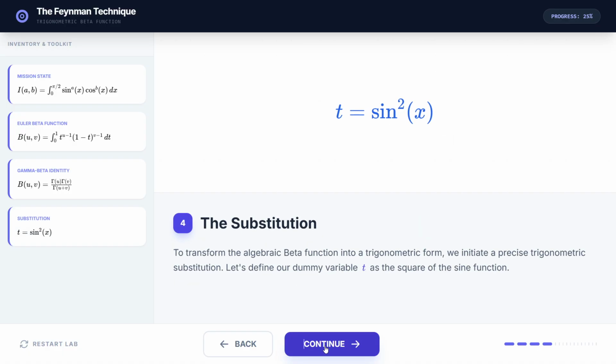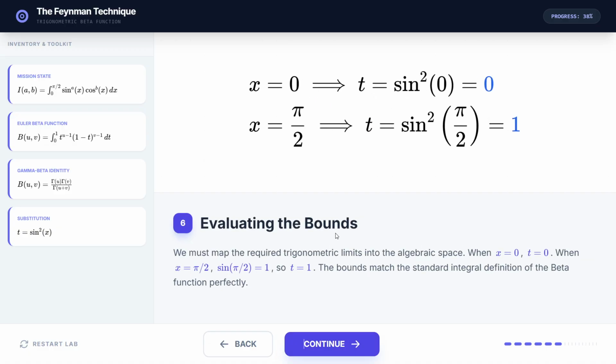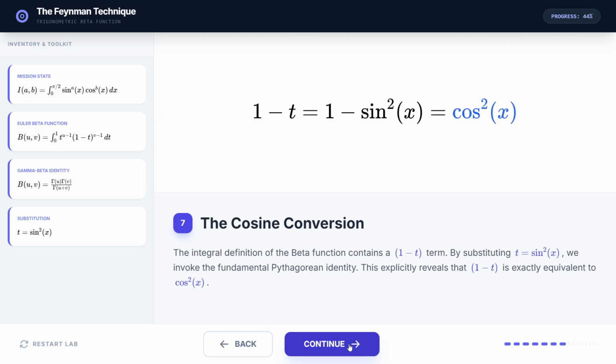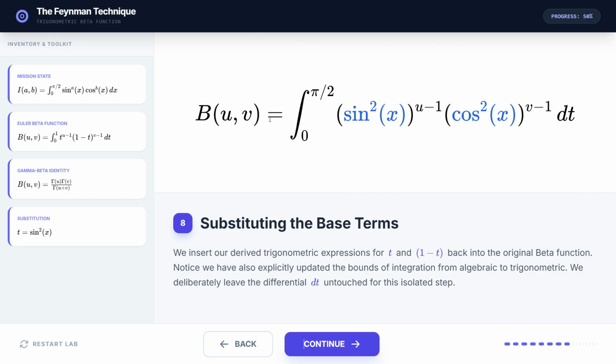All right, next we're going to make the substitution that t is equal to sine squared x. Therefore, dt is 2 sine x cosine x. And our bounds change from 0 to pi over 2 to 0 to 1. And we'll notice that 1 minus t is just 1 minus sine squared x, which is cosine squared x. So now our beta function can be written like this. Well, that kind of looks like what we started with. Not quite though.